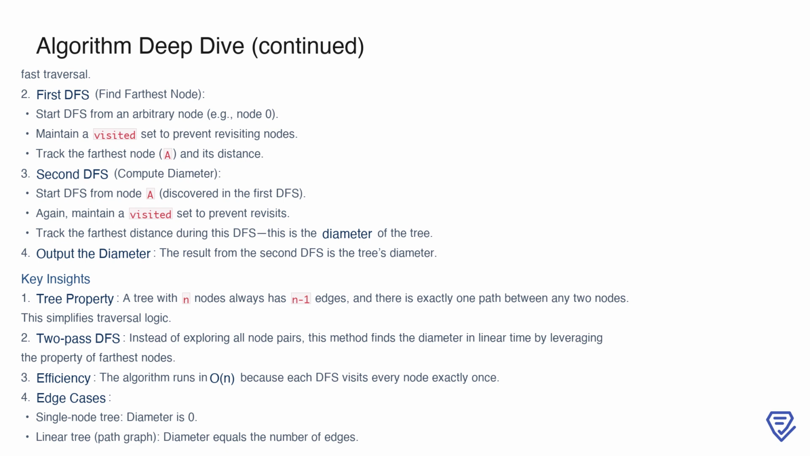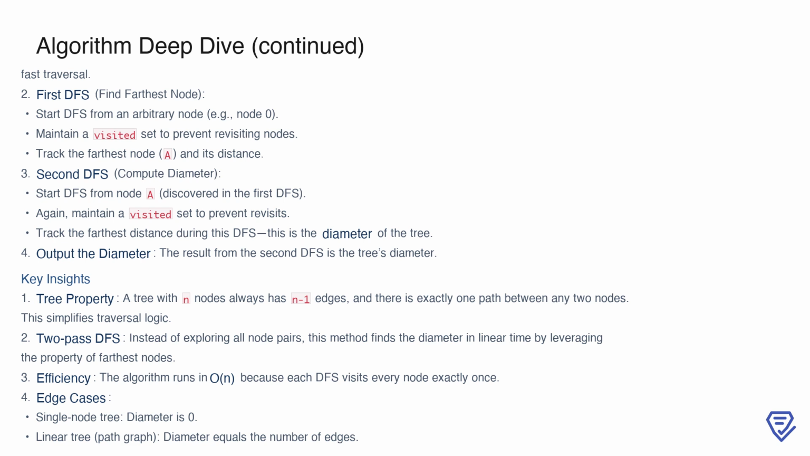In the first DFS, we begin from an arbitrary node, such as node 0. We use a visited set to ensure that we don't revisit nodes, which could lead to cycles or redundant computations. As we traverse, we track the farthest node we can reach, which we label as node A, and its distance.